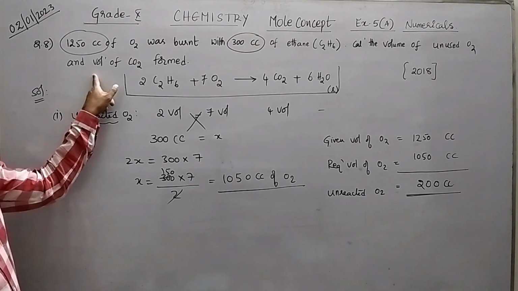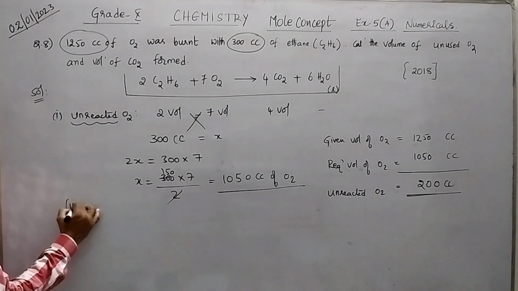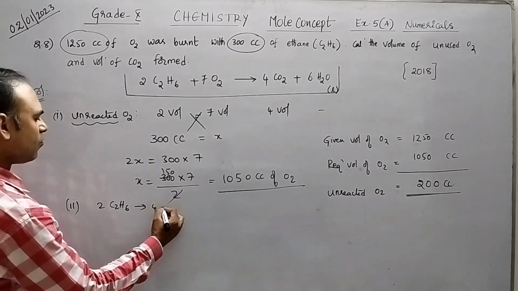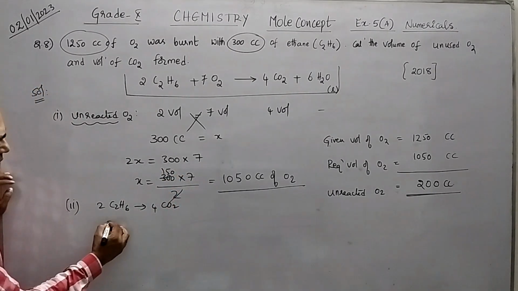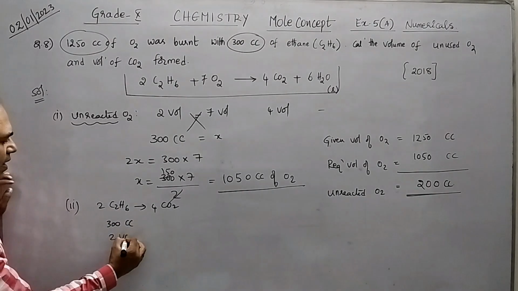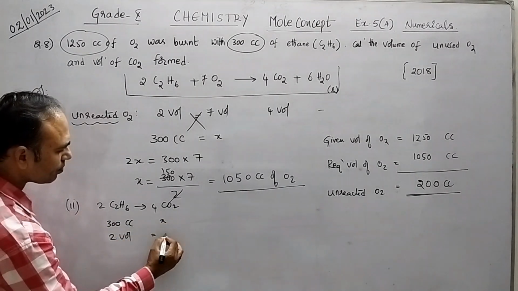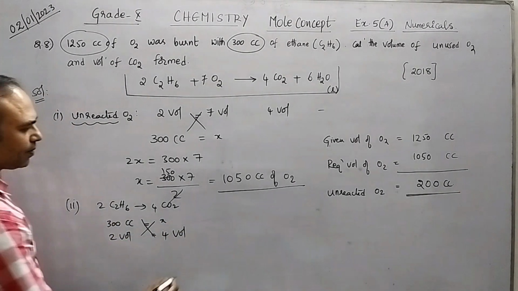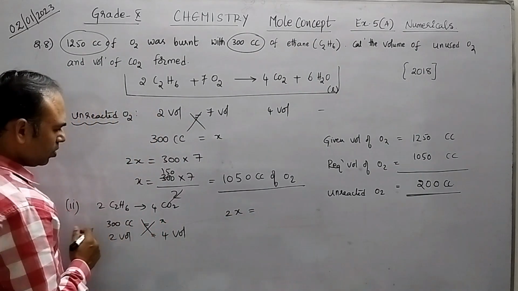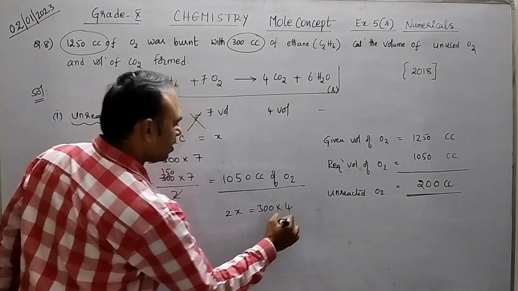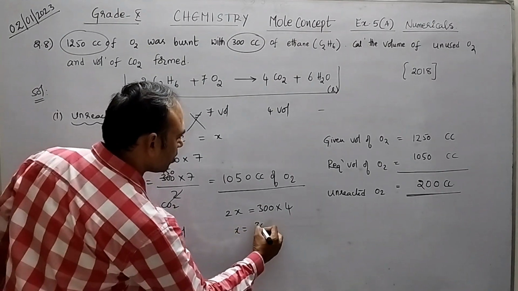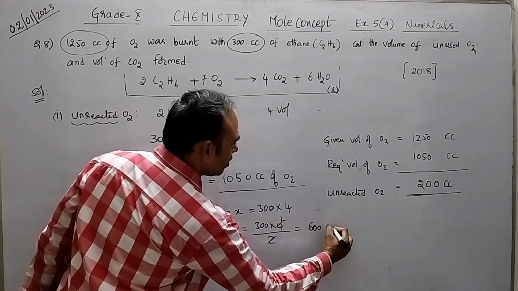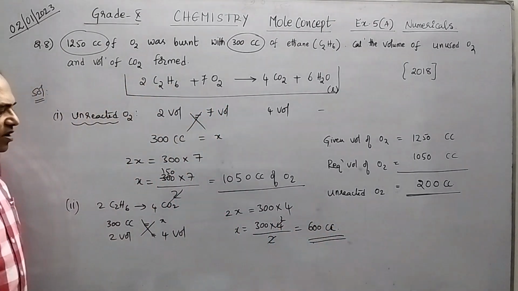Next, what is the volume of CO2 formed? Second question, volume of CO2. Now we know that 2 C2H6 gives us 4 CO2. How much they took here? 300 cc. We can write like this. 2 volumes, here it is 4 volumes. Take it as x. On cross multiplication, what do we get? 2x is equal to 300 into 4. Therefore, x is equal to 300 into 4 by 2, which is 600 cc.